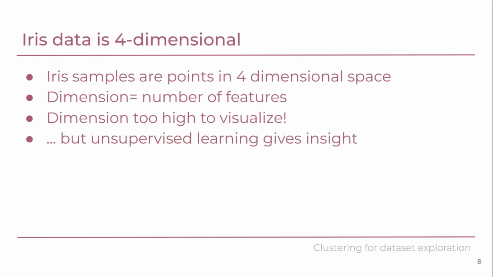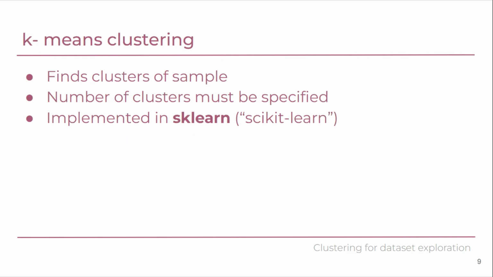The samples of the iris dataset have 4 measurements, and so correspond to points in a 4-dimensional space. This is the dimension of the dataset. We can't visualize 4 dimensions directly, but using unsupervised learning techniques we can still gain insight. In this chapter, we'll cluster these samples using k-means clustering. K-means finds a specified number of clusters in the samples. It's implemented in the scikit-learn or sklearn library. Let's see k-means in action on some samples from the iris dataset.